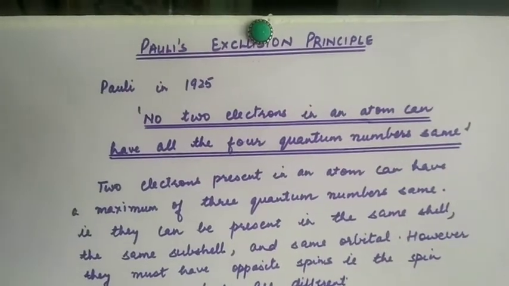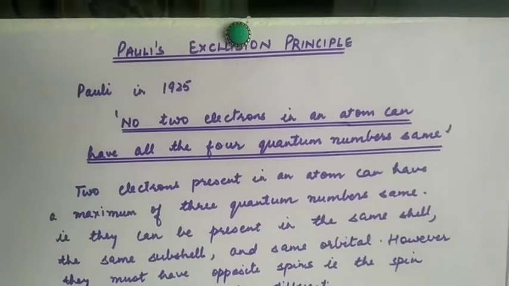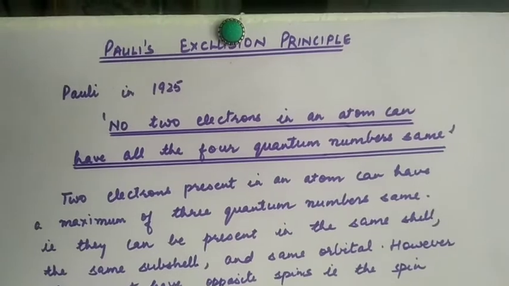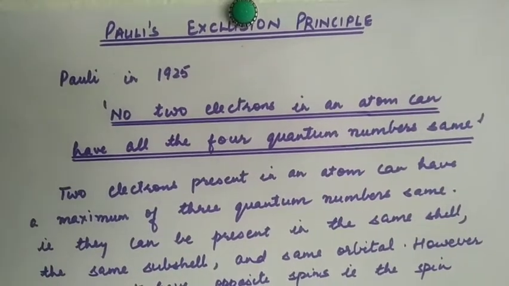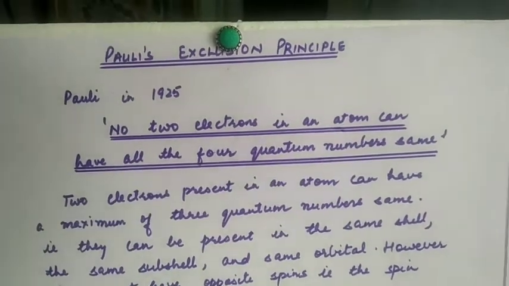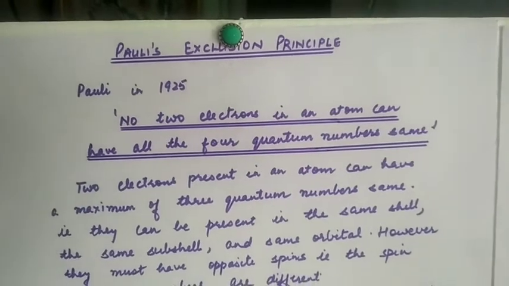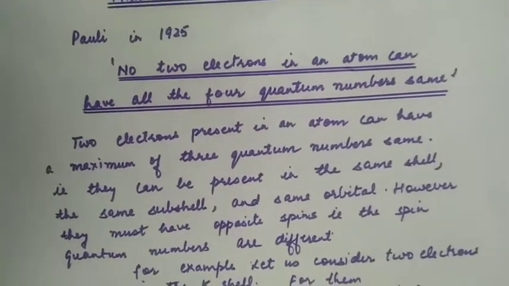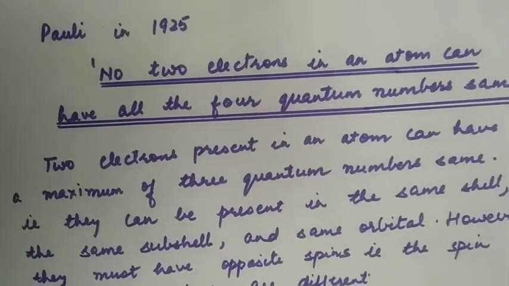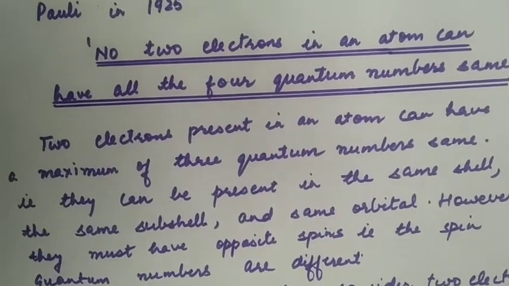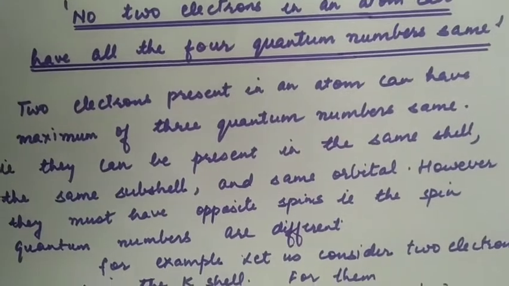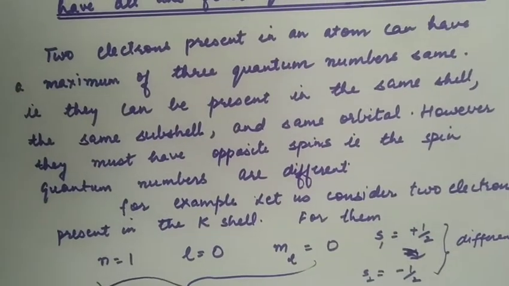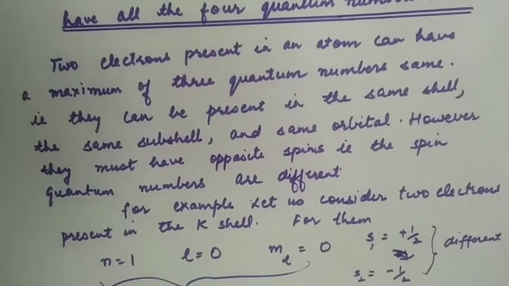So Pauli in 1925 gave the Pauli's exclusion principle, which states that no two electrons in an atom can have all the four quantum numbers same. So two electrons present in an atom can have a maximum of three quantum numbers same. That is, they can be present in the same shell, same subshell, same orbital. However, they must have opposite spins. That is, the spin quantum numbers are different.